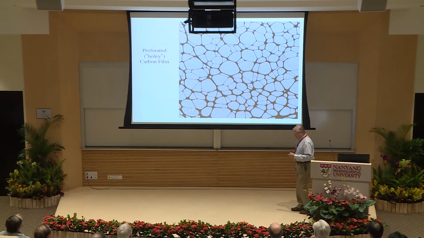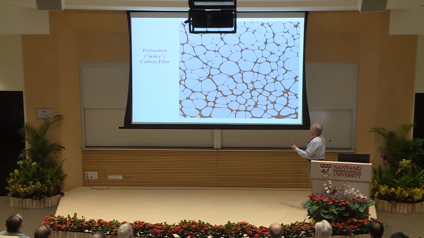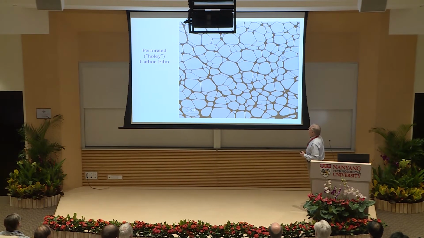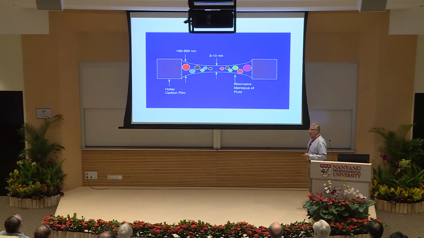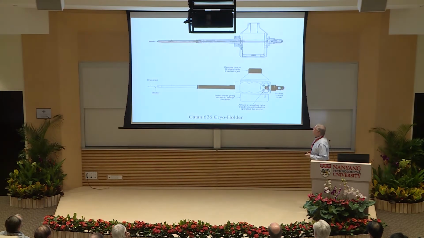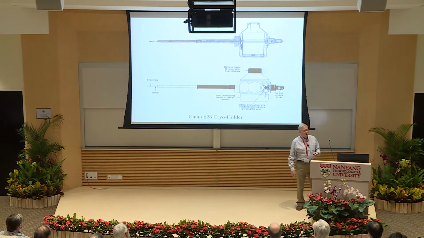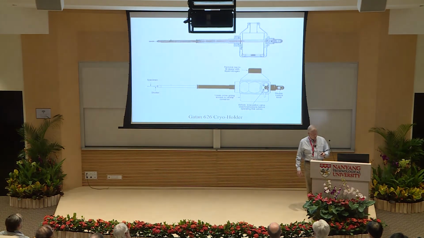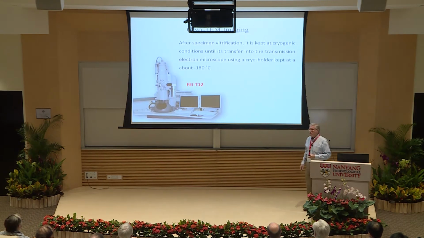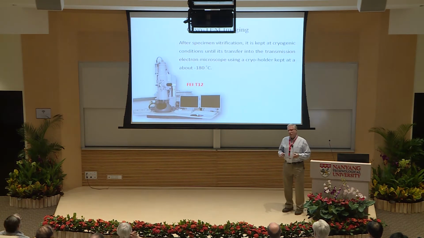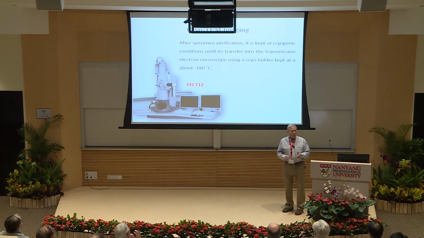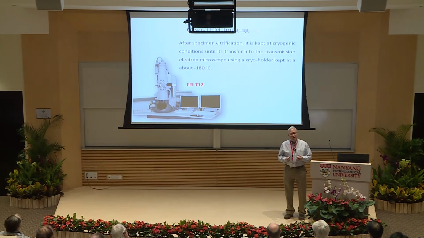So basically, we get very thin films, each one supported on one of these holes in the holey carbon film, or the perforated carbon film. This is a cross-section through one of those holes, and you can see the dimensions of the thickness of the specimen that we use. Then, without bothering you with all the technical details, we transfer it into this special holder and get it into the microscope. In the microscope, we keep it at very low temperature, and by doing this, we are able to look at the vitrified specimen for a very long time.